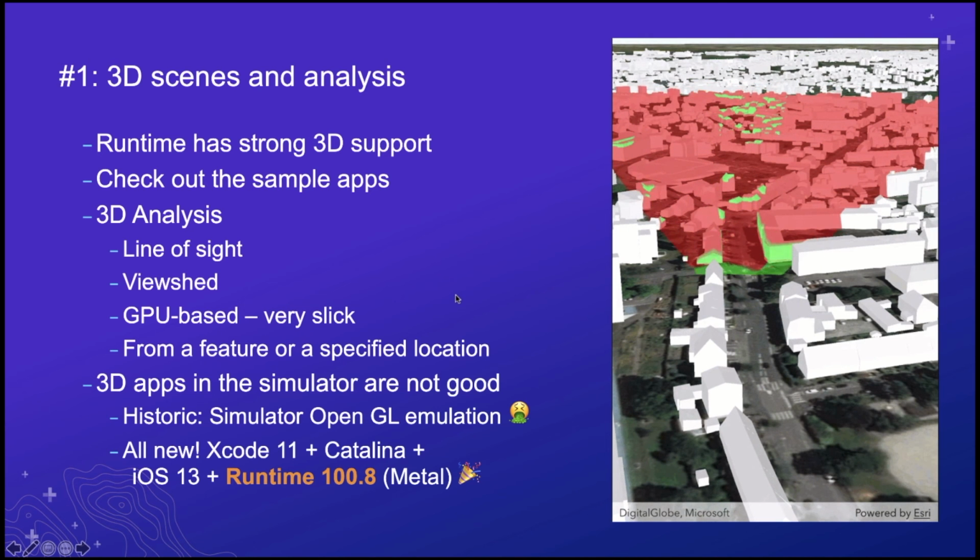However, as I mentioned earlier, things are going to change with Catalina, Xcode 11, and iOS 13. At that point, you can run Metal directly in the simulator, and Runtime 100.8 will support that. So, working with scenes in the simulator, if you're doing it on Catalina, Xcode 11, and iOS 13 or later, you'll be able to get a lot better performance out of it. But generally, it's a good rule of thumb not to rely on the simulator for real-world performance.